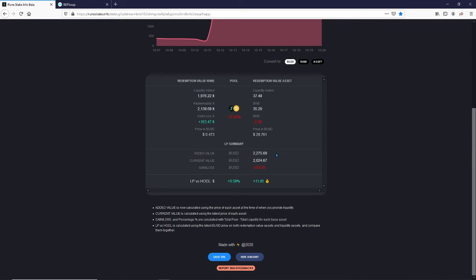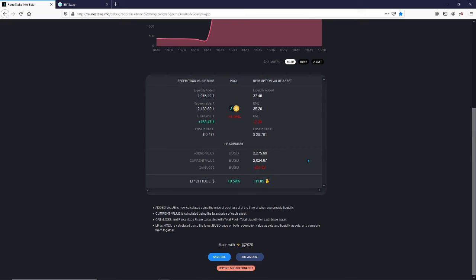So we see asset value, added total in the USD. It says BUSD. That's just the Binance USD coin, which is the same value as a US dollar. We have the current value. So this is what you have now. So what you started with and what you have now. And then your gain or loss. So right now I'm actually down $251.03 on providing this liquidity.